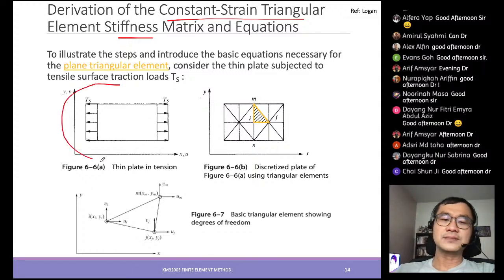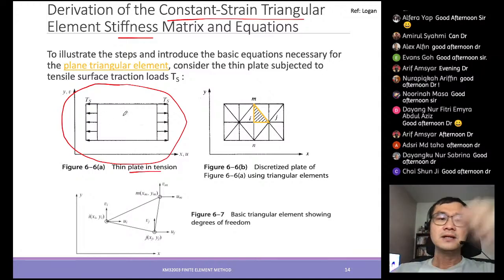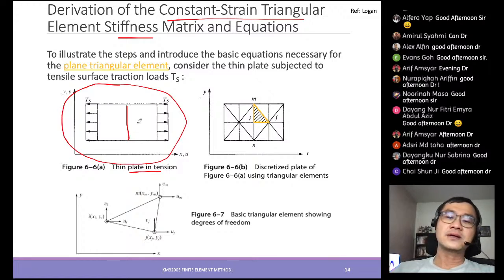All right, so this is a thin plate problem in tension. Since this is pulling, we can always mesh it, like break it into parts. Maybe we can form it like this. So we have one triangle, two triangle, three triangle, four triangle. So we may represent this as elements 1, 2, 3, 4, right?